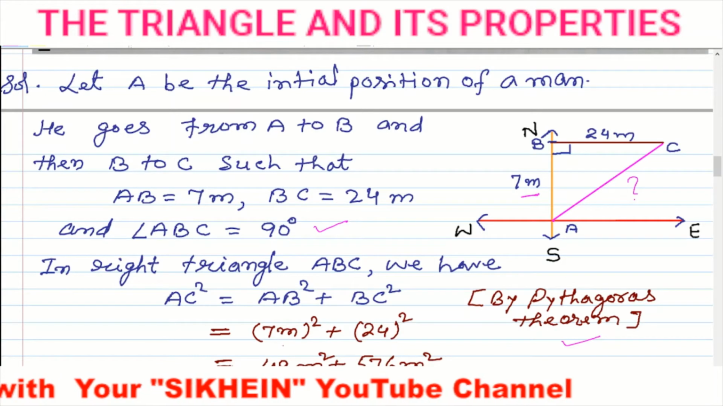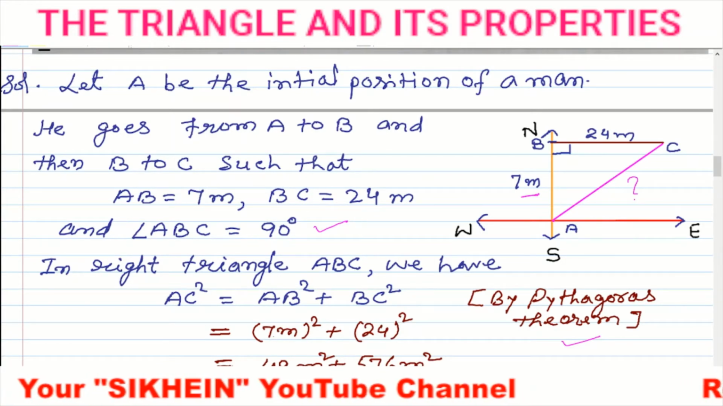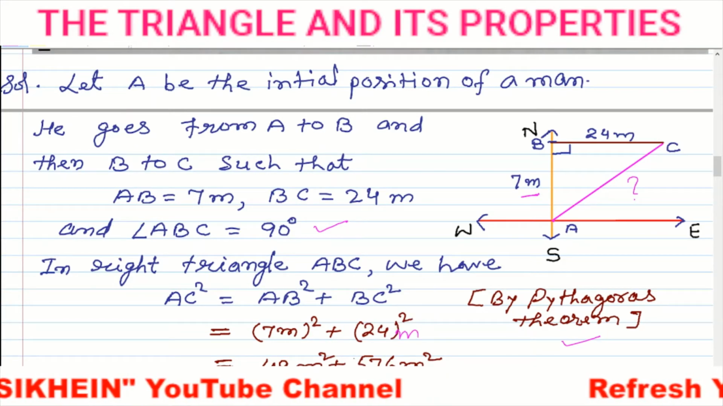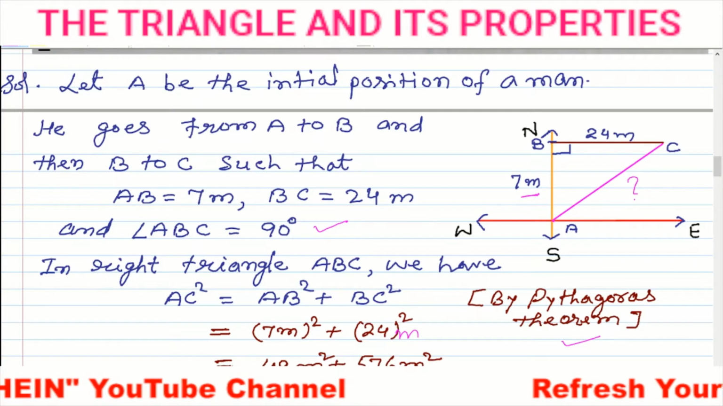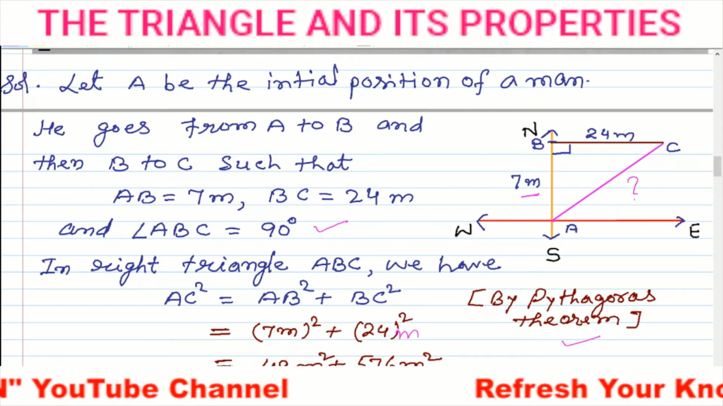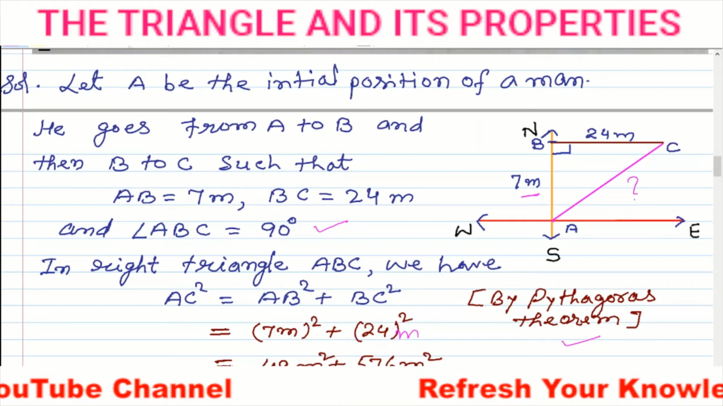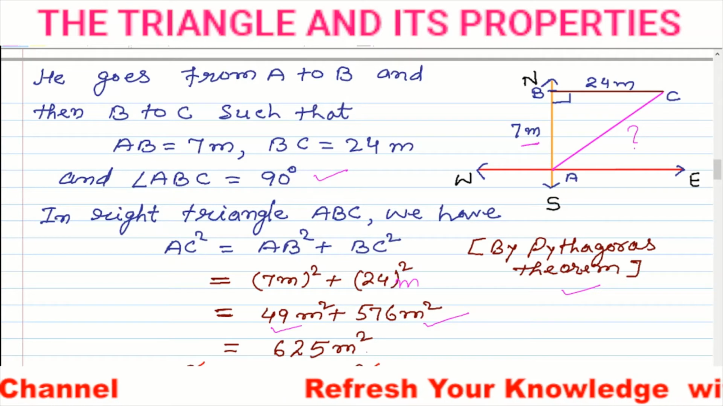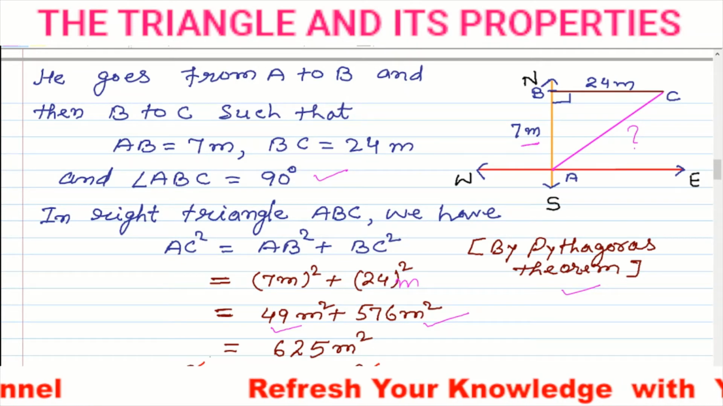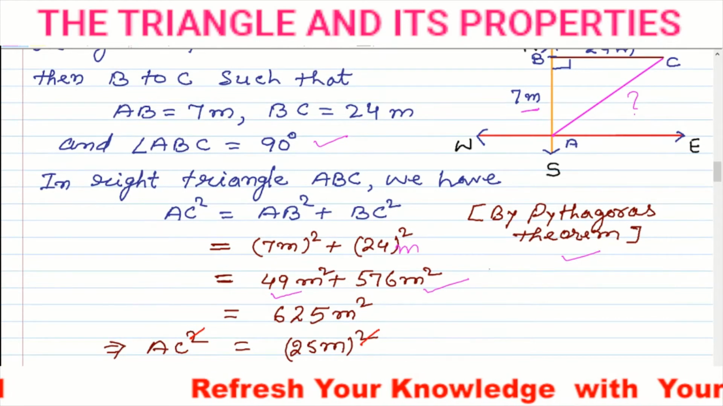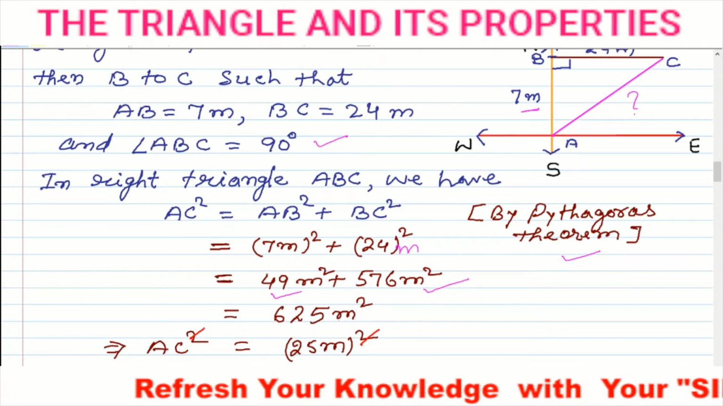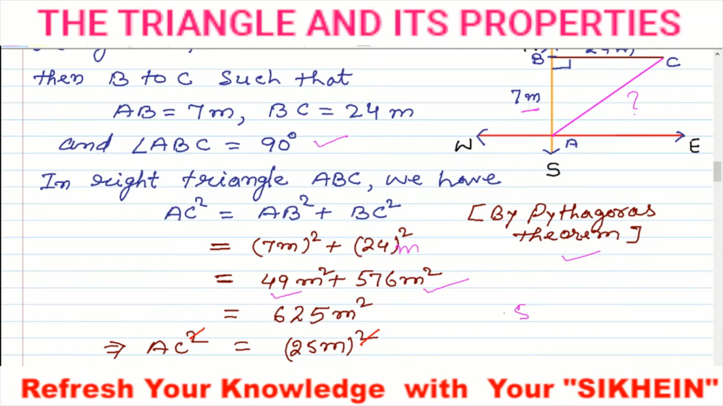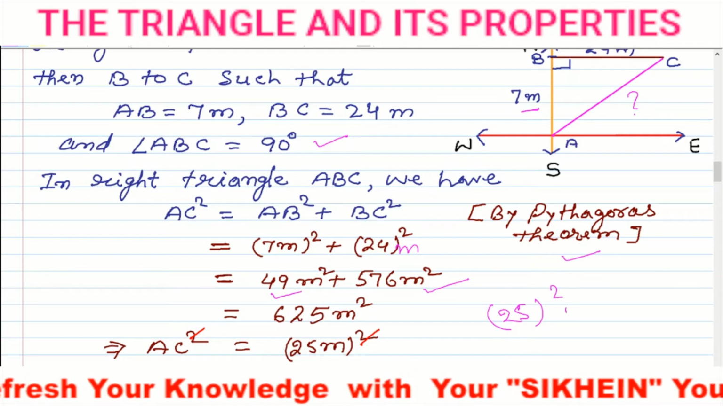Then accordingly we will put the value 7 meter whole square plus 24 meter whole square. We get 49 meter square plus 576 meter square. After adding it we get 625 meter square. So AC square equal to 625 meter square, we can write 25 square into meter square.